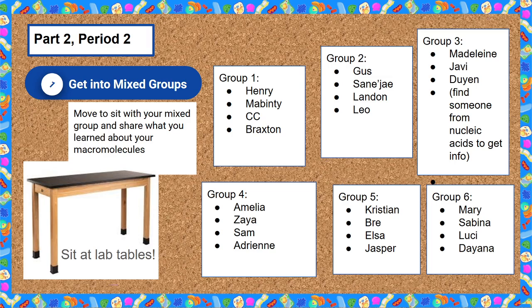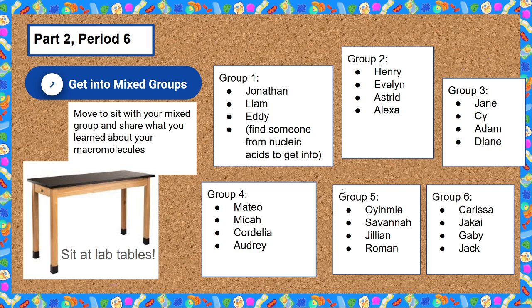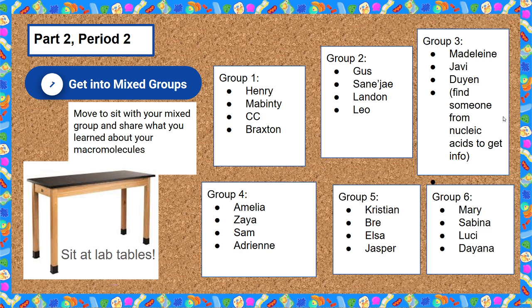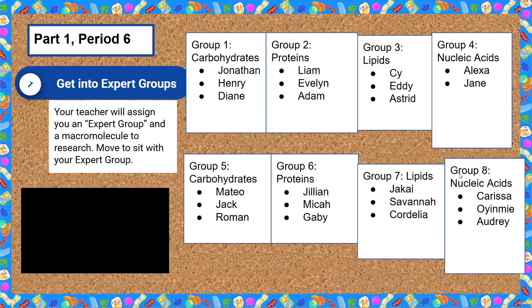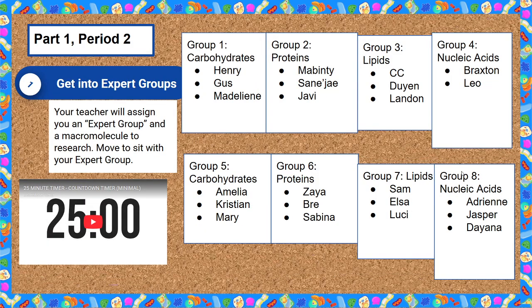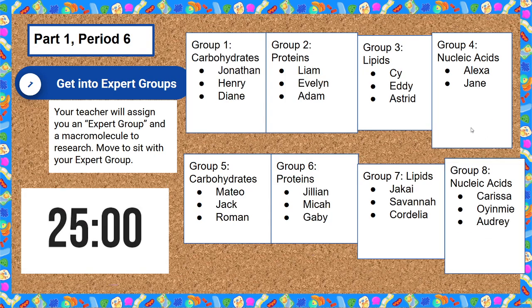There are, in both classes, in period 2 and in period 6, just because we have one person short in each class, like it wasn't divisible evenly by 4. Group 3, you'll have to find someone else from the nucleic acids to get info. So that's going to be anyone here, like Braxton or Leo or Adrian, Jasper, Diana. Any of those people will have information on nucleic acids.